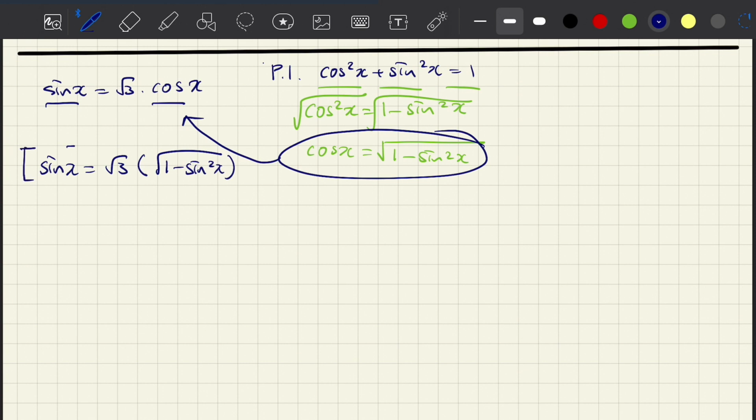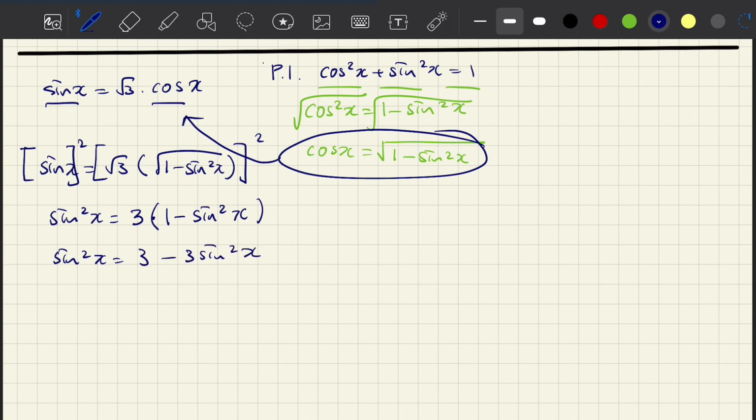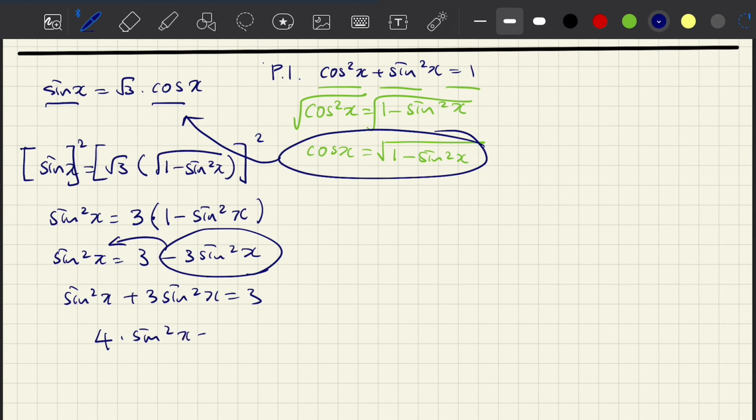Then squaring both sides will give me sine square x equals 3 times 1 minus sine square x, and simplifying this will give me 3 minus 3 sine square x. Moving this to the other side is the same as sine square x plus 3 sine square x equals 3. So it is 4 times sine square x equals 3.